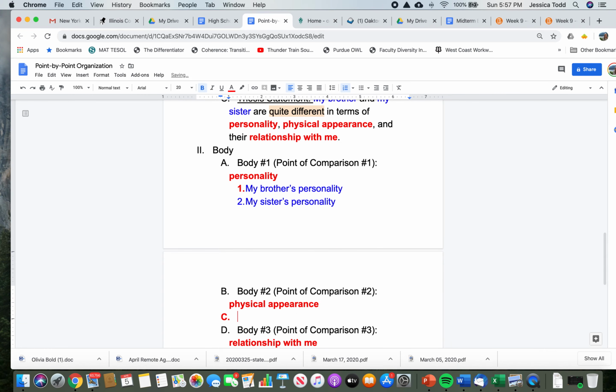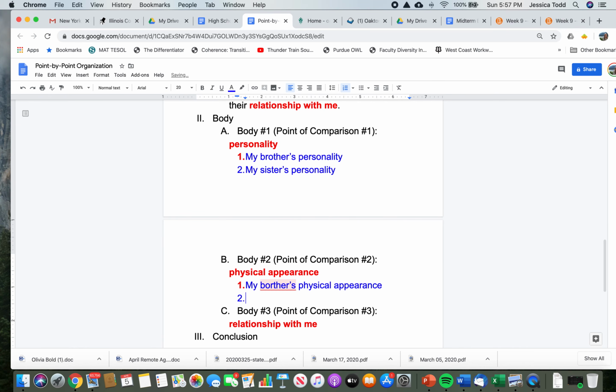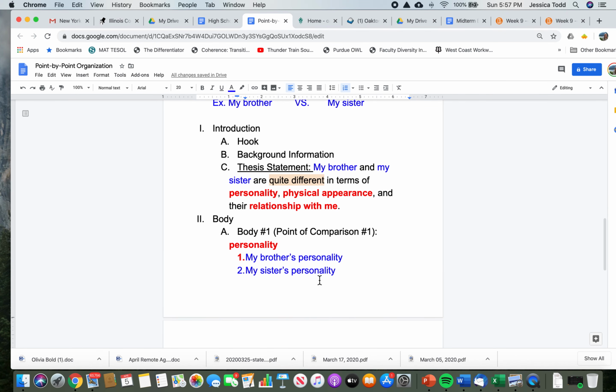The second thing I need, so here I'm going to do the same thing. Here I'm not going to talk about personality. First I'm going to talk about my brother's physical appearance. And then I'm going to talk about my sister's physical appearance, right? So again, I'm going to talk about both subjects, my brother and my sister, before I go on to the next point of comparison, okay? So that's very, very important.